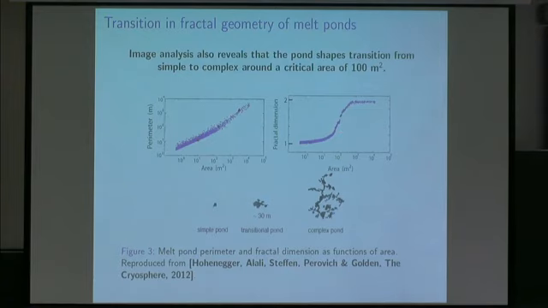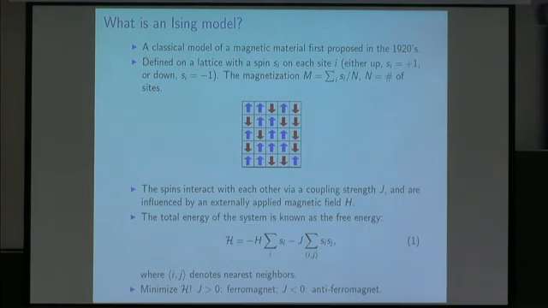And you can see the shapes of these ponds with fractal dimension 1 are very simple. With fractal dimension 2 it is more like a space filling curve. In between you have some sort of more properly fractal structure. Okay. So we want to use the Ising model to describe this melt pond.